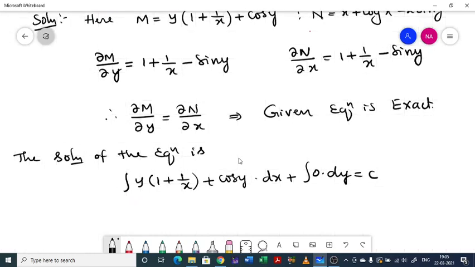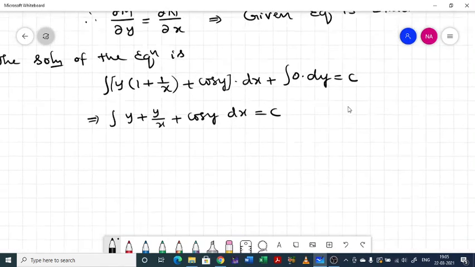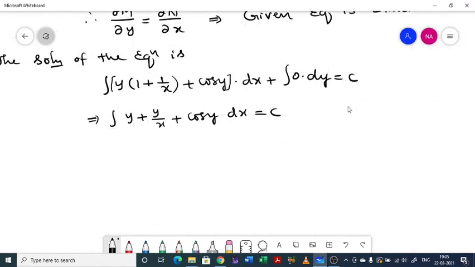Now look into this. We can write this as integral of (y + y/x + cos y) dx = c. So integrate with respect to x: xy + y times integral of 1/x, that is log x, plus x cos y = c. So this is the required solution. Next problem.